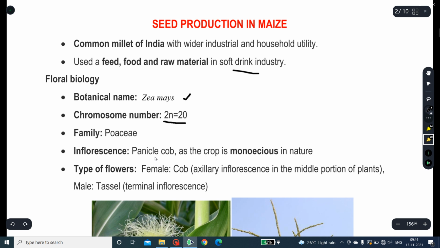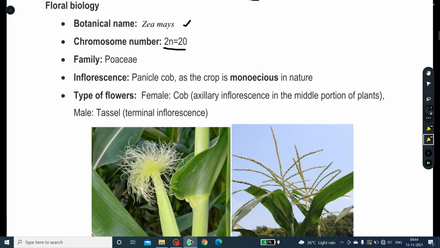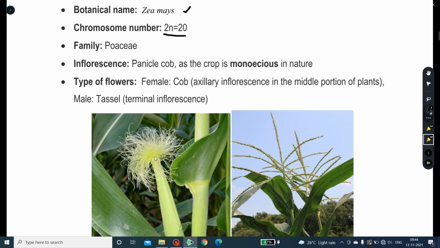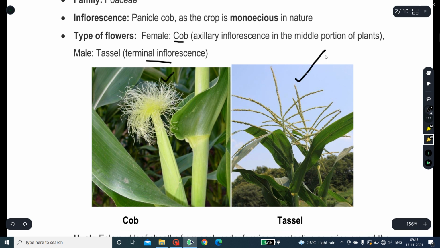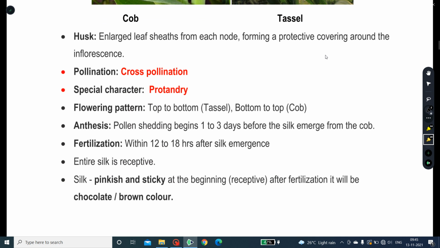As the crop is monoecious in nature, both male and female are present in the same plant but at different positions. There are two types of flowers, female and male. The female flower is known as cob, which is present in the axillary position, particularly in the middle of the plant. And the male flower is present in the terminal position, in a terminal inflorescence, which is known as tassel. This one is a cob and this one is a tassel. And the next one is husk. It is an enlarged leaf sheath from each node forming a protective covering around the inflorescence.